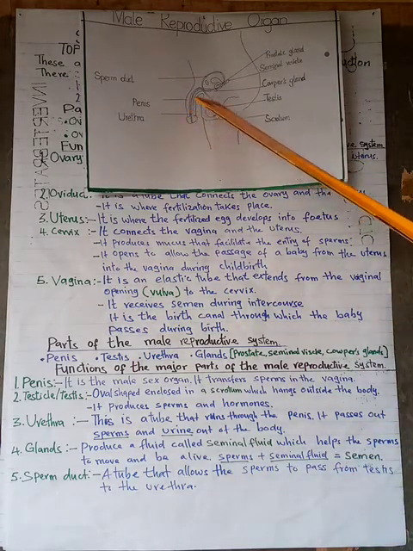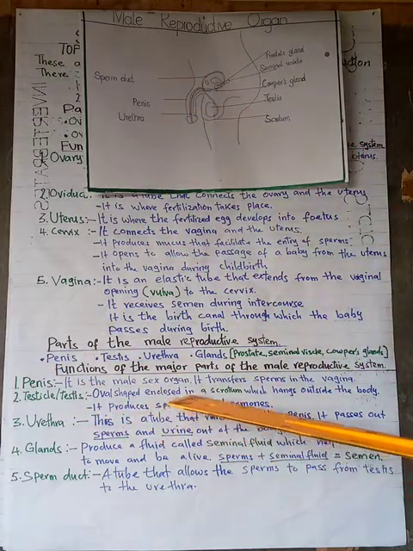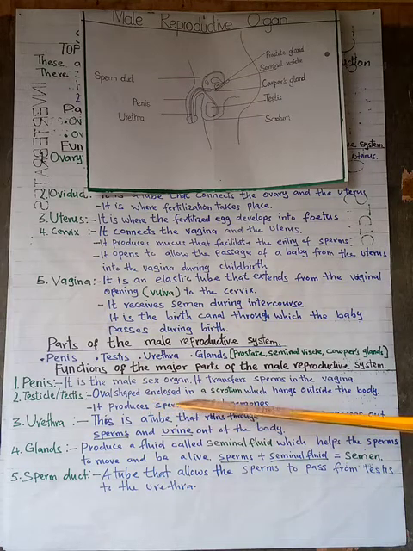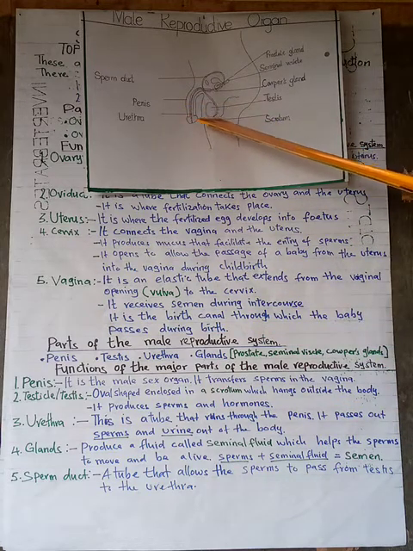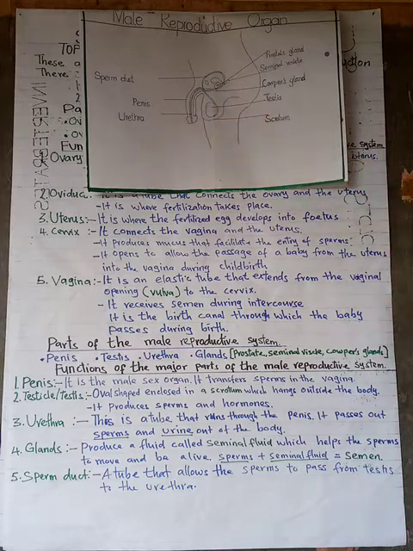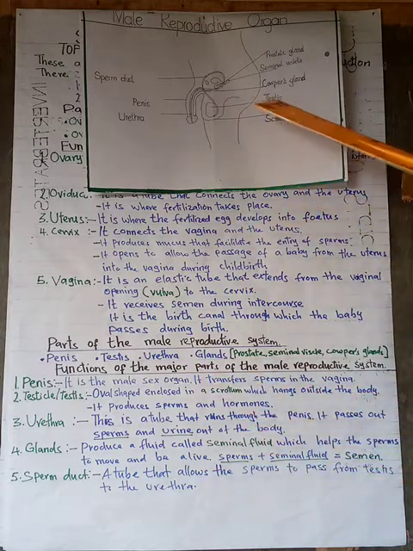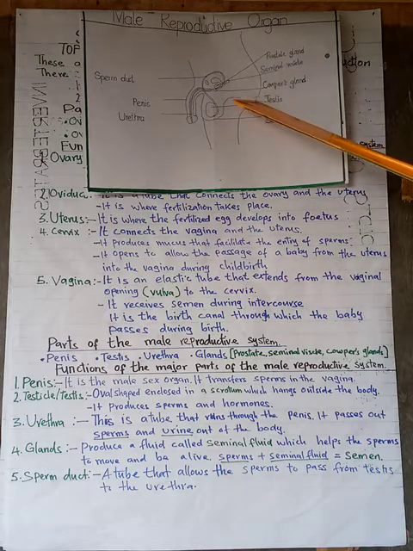And the testes are oval-shaped, enclosed in a sac-like structure called the scrotum, which hangs outside the body. The testes produce male sex cells called sperms, and they also produce hormones.